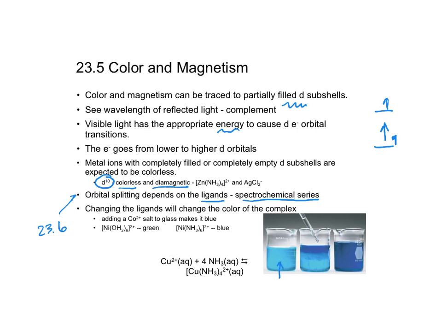Remember back in chapter 17, we had a copper 2 plus aqueous solution. We put in some ammonia, and we made a copper complex. Well, this copper really had 6 waters around it, 6 ligands. When we made the complex, the 6 water ligands were replaced by 4 ammonia ligands. So that's the one you've seen before.